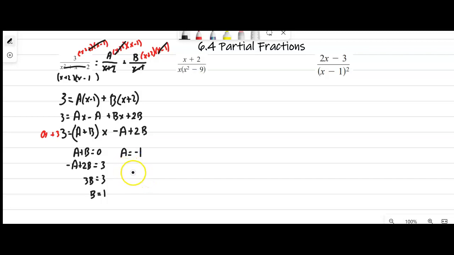And we can complete our problem and write the answer to this problem. The decomposition of these two things is negative 1 over x plus 2 plus 1 over x minus 1. And we have ourselves an answer.